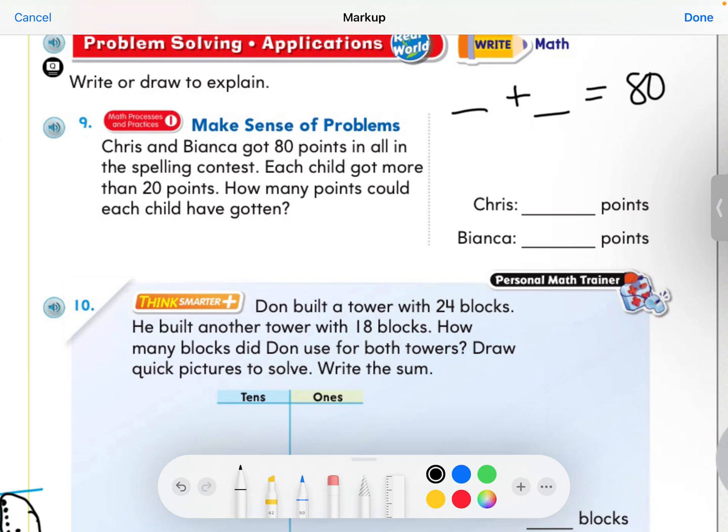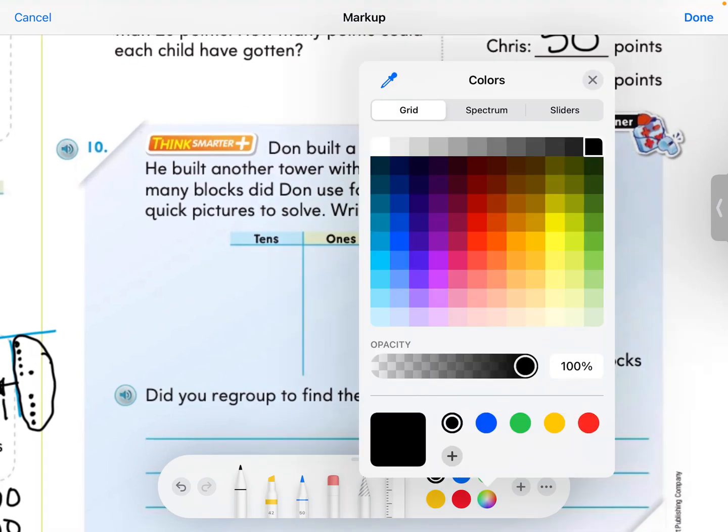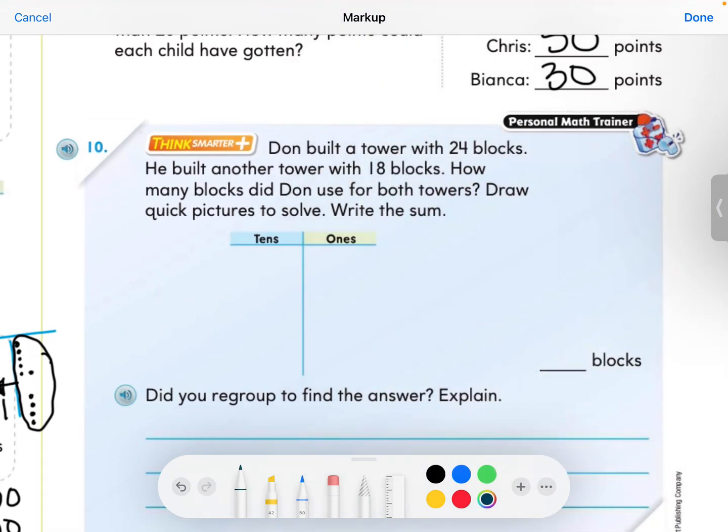I'm going to tell you one of the breakdowns. Chris could have gotten 50 and Bianca could have gotten 30. There's more than one answer, but this is one of the answers that you could have had. All right, for number 10, we have Don, and he built a tower with 24 blocks. Then he built another tower that used 18 blocks. How many blocks did Don use for both towers? Draw quick pictures to solve, and then write the sum.